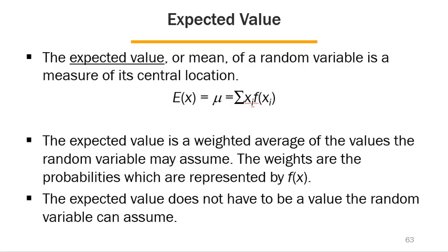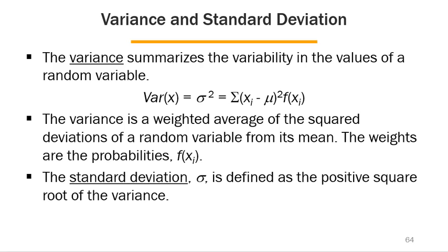So we have that for expected value, and then for a measure of variability or dispersion, we have the variance, and that summarizes the variability in the values of a random variable. And you see the formula here. Again, it has the difference between the random variable's value and the mean, and then it has a probability here again as well, just as you saw in the previous example.